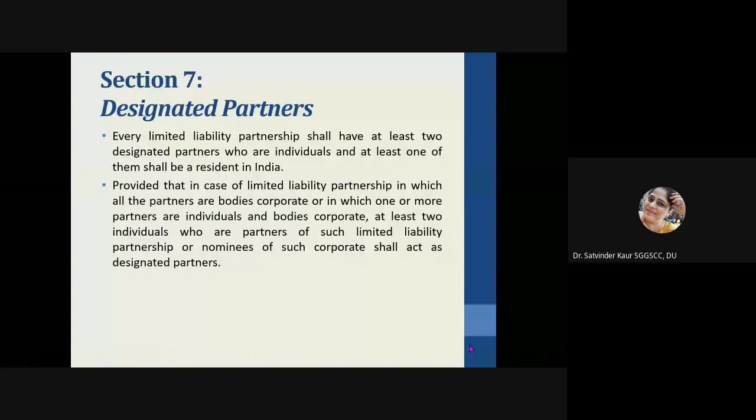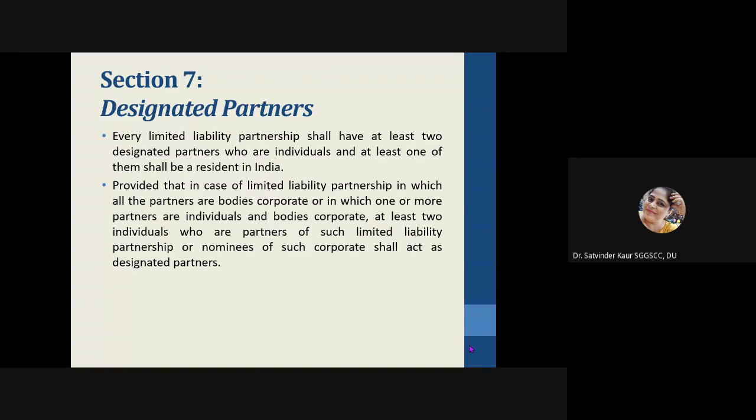Okay, so Section 7 talks about designated partners. Designated partners are those partners who represent the organization in the eyes of law for all the activities in front of the registrar's office. When we talk about the fulfillment of requirements, such as submission of accounts, submission of returns, and fulfilling other contraventions or requirements of the law which the LLP is required to make, it is considered the responsibility of the designated partners.